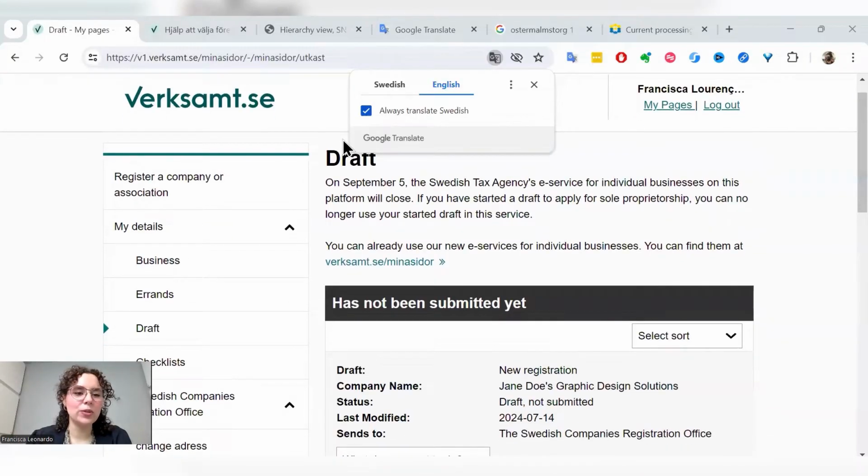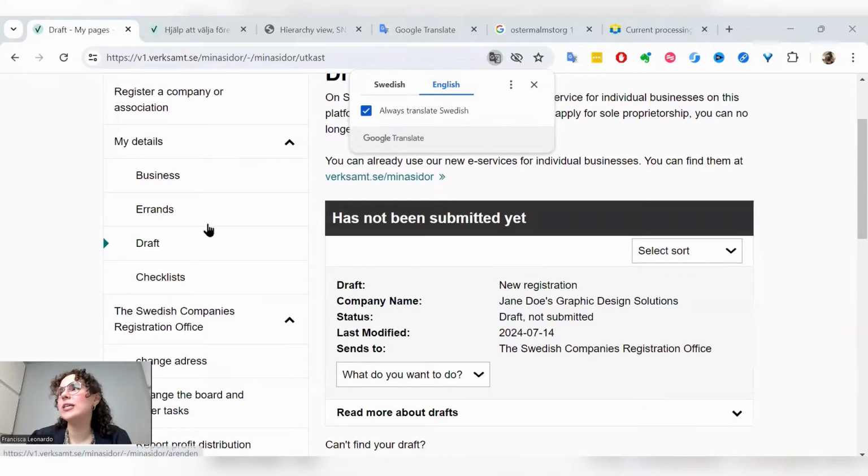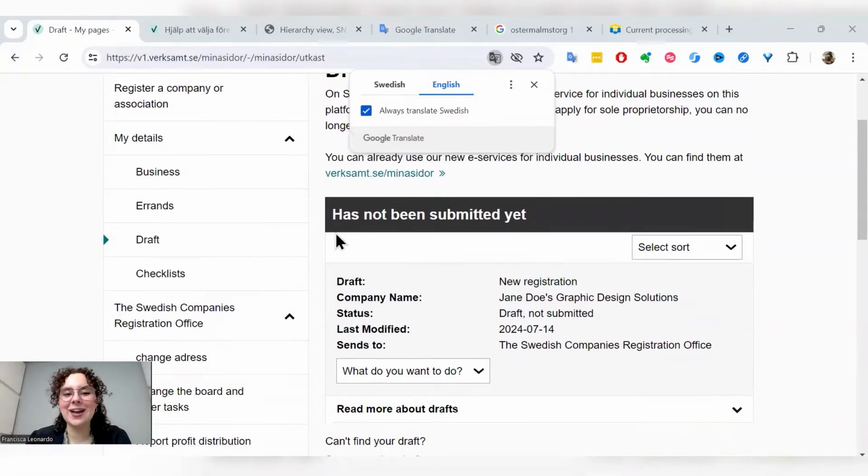If you go to your pages there, you have logged in at this point with mobile Bank ID. And if you want to find the link for this website, please head towards the description box below. I've linked it there.